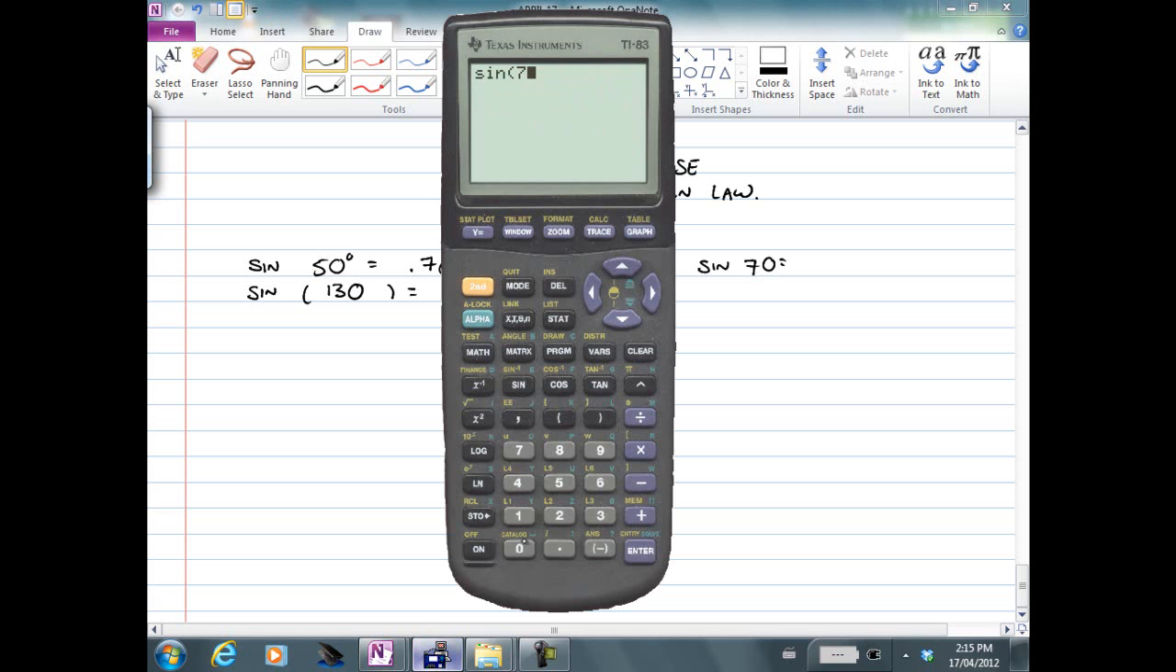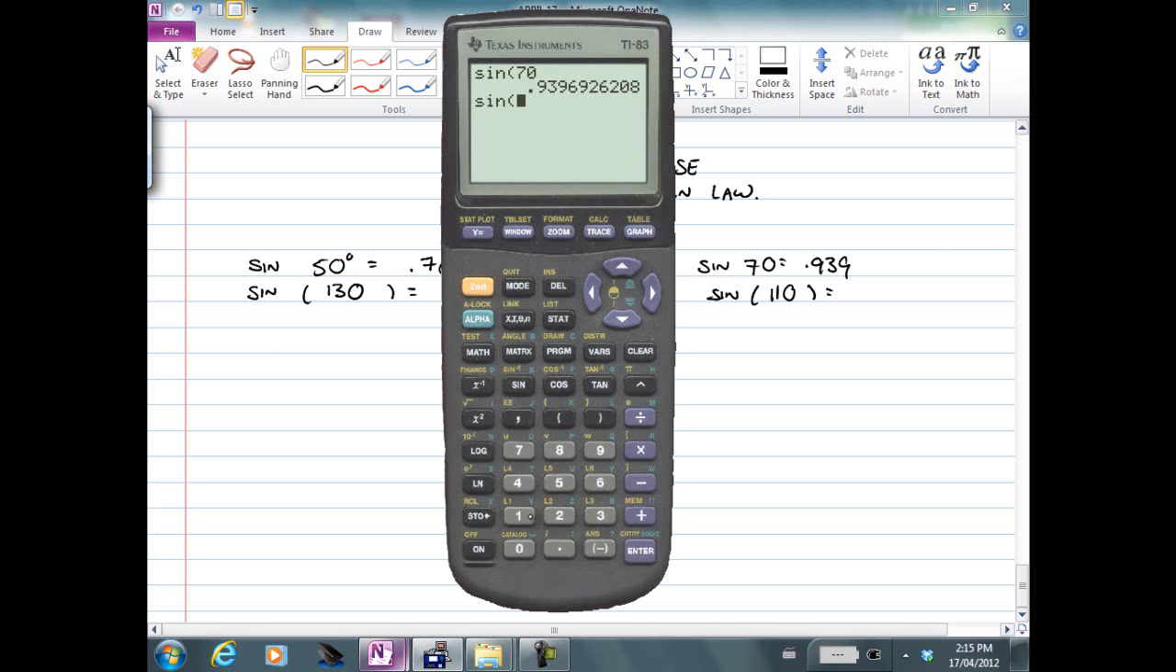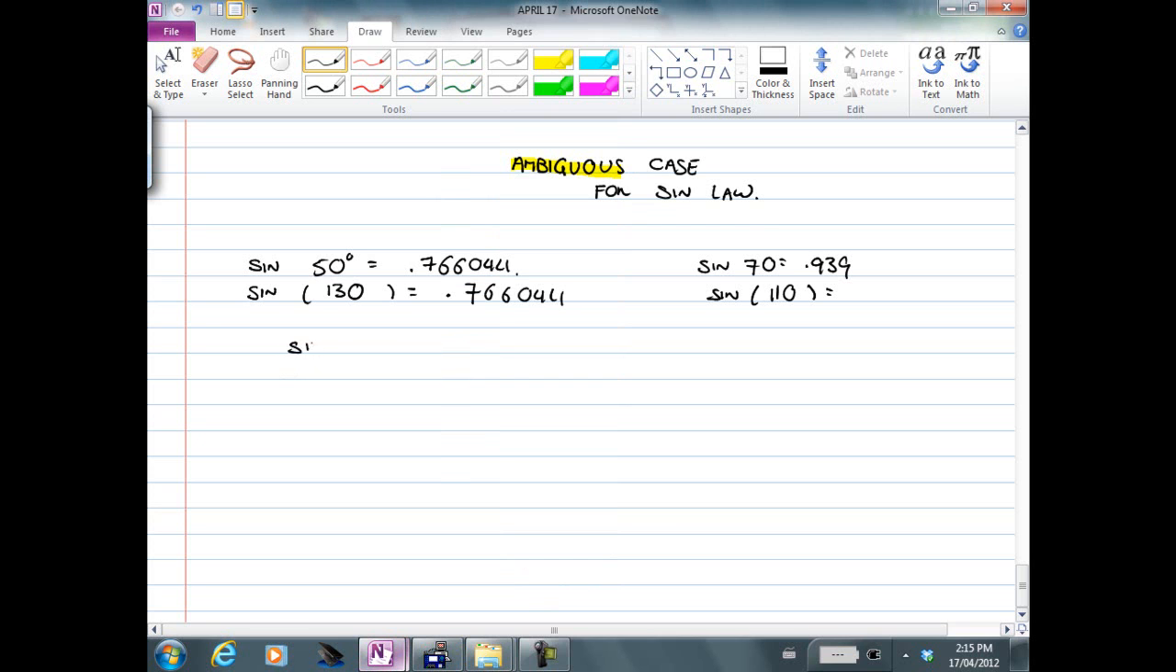Sine 70 is 0.939. There's another one that gives you exactly 0.939. 110. Let's punch in your calculator. So a lot of you are starting to see the trick. Without using your calculator, sine 60 is equal to sine of 120. So what's the pattern, Ruby? 180 minus this gives you the exact same thing.